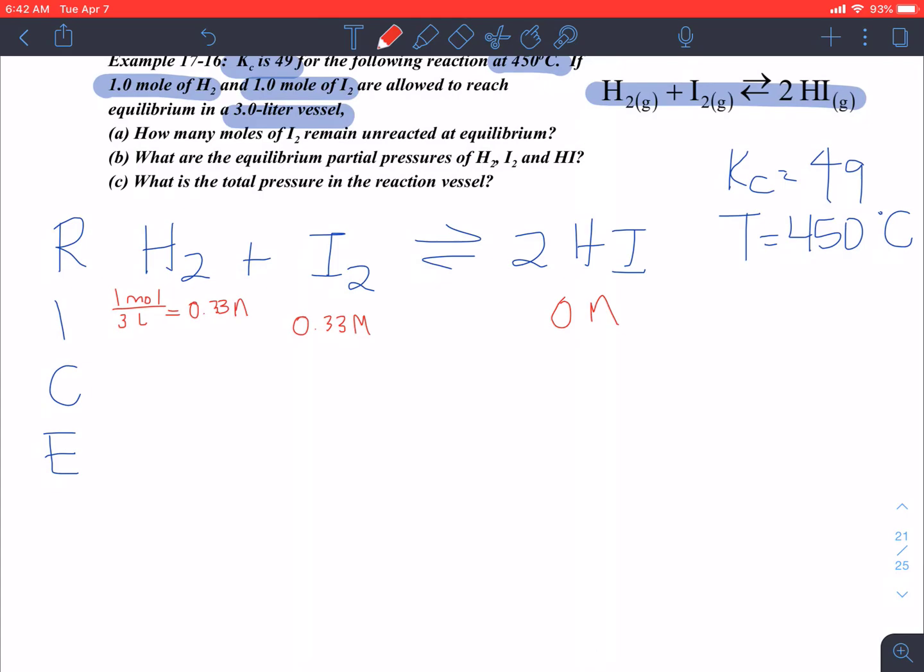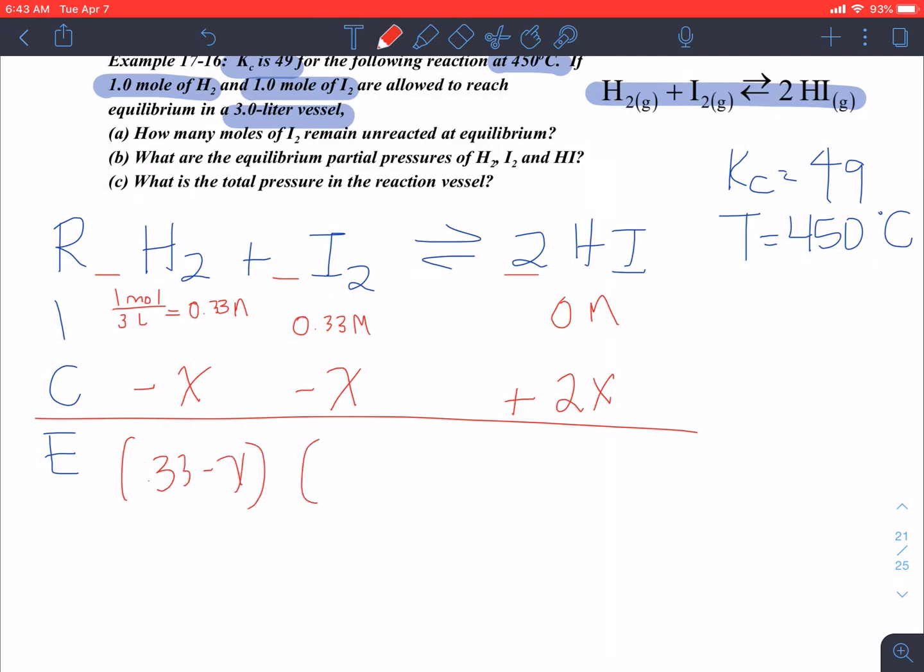Now, because we know the starting concentrations, the change here, obviously we're going to go forward. We have no products, we want to produce products. We're going to subtract some value of x, some value of x. Since these coefficients are 1 and this is 2, then we're going to add some change of 2x. And so let's get our equilibrium concentrations down here: 0.33 minus x, 0.33 minus x, and then 2x.